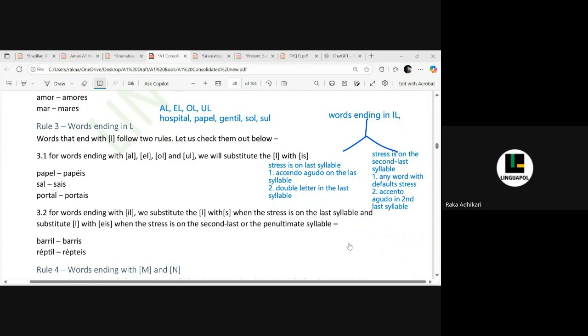So mostly all the words in Portuguese have the stress on the second last syllable unless they have any accent. And if the acento agudo comes on the second last syllable, then also the stress comes on the second last syllable. So these are the two categories of words. Is this clear to everyone, the two categories?